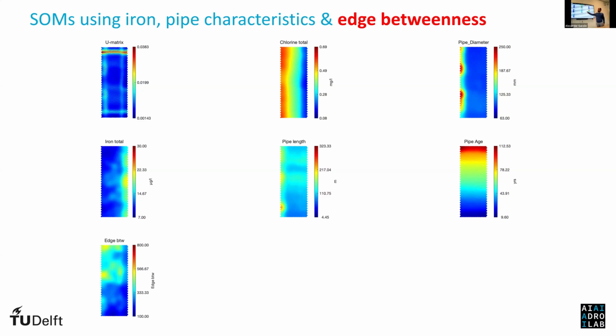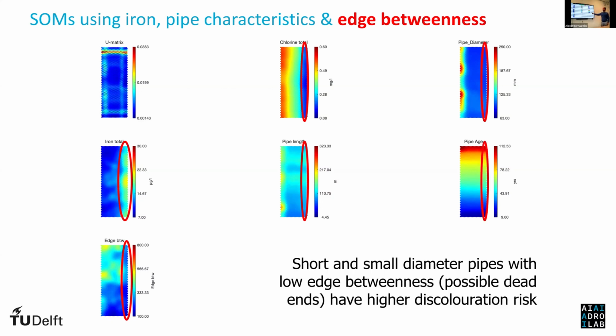the pipe age, the pipe length, and the pipe diameter, and we found exactly the same. So whenever you have higher iron, you have low chlorine, small pipe diameters, small pipe length, and it's not related to pipe age. Again, reverse edge betweenness shows this, but probably dead ends. Dead ends are at the end of the DMAs, wherever you have small pipes going to the critical points that Ricardo mentioned before.